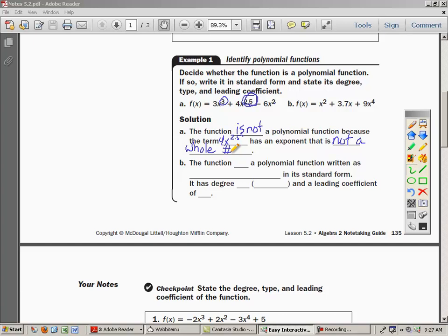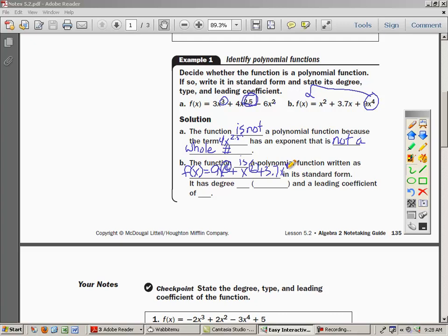The second example, however, this one is a polynomial function. Now, it's not in standard form. Standard form says basically put the highest power of x first and decrease from largest to smallest. It is a function. This is then 9x to the 4th, so we're going to put that first, and then we're going to put our x squared, and then we're going to put our 3.7x on the end. Because again, the highest power of x is 4, then 2, then 1. So we want to work largest to smallest.